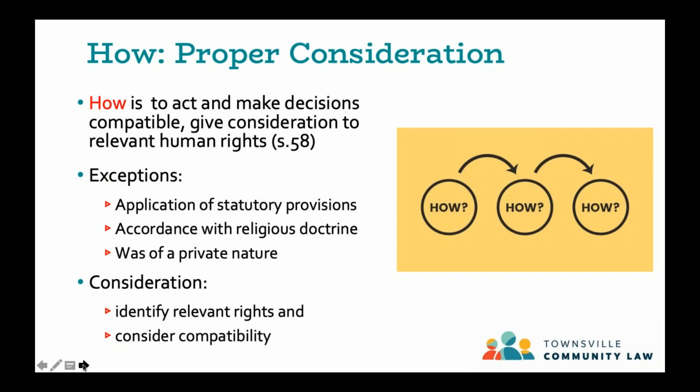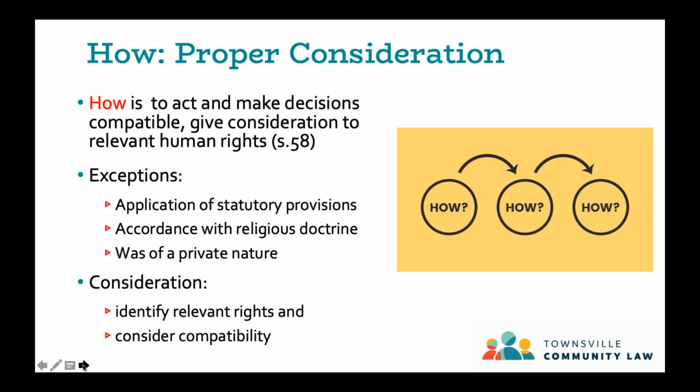The how is also really, this is the machinery provisions of the Act that says when a public entity is going to act or make decisions, they must be compatible and they must give due consideration to relevant human rights. The how includes a couple of things. It includes some exceptions, so the application of statutory provisions, and we'll see one a little bit later for QCAT where the residential tenancies legislation was used in this sense.